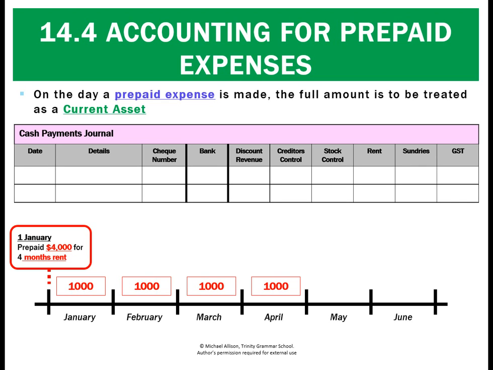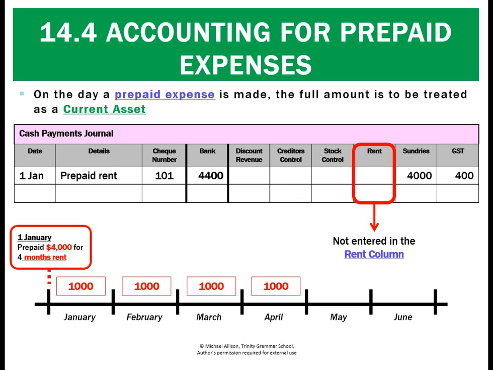So what that means is we'd put the date, we'd write the details not as rent, but as prepaid rent, which is actually an asset. In the bank column, we put 4,400 to add in the GST on top of the 4,000. We put the 4,000 in the sundries column and 400 in GST. It's important to note that we've left the special column for rent payments blank, and that's the reason.